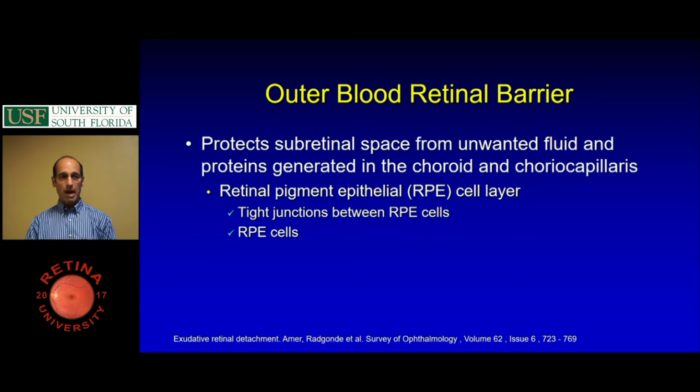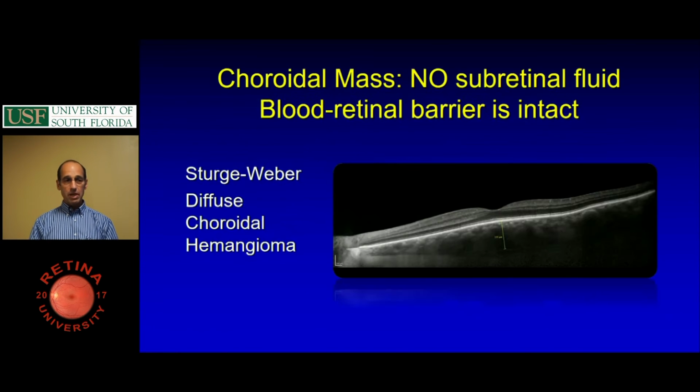So the outer blood-retinal barrier protects the subretinal space from unwanted fluid from the choroid, and it's the retinal pigment epithelial cell. So it's the tight junctions between the RPE cells and the cells themselves. We also always talk about the junctions, but there's the cell membrane and the junction, so it's both of those. So just because you have a leaky choroidal mass, you don't always get subretinal fluid. There has to be a compromise of the blood-retinal barrier.